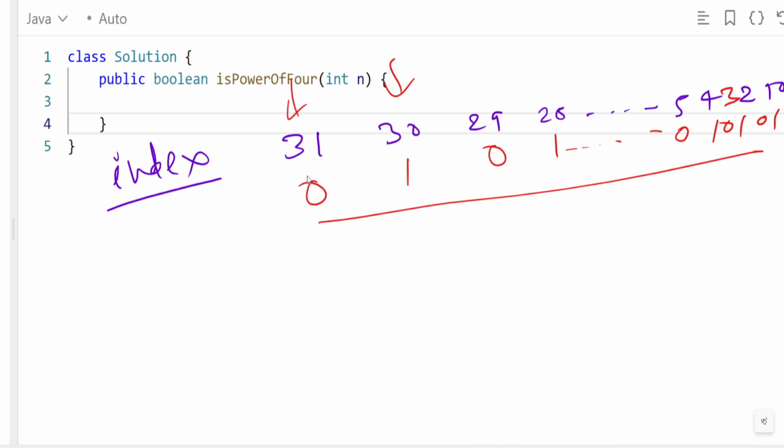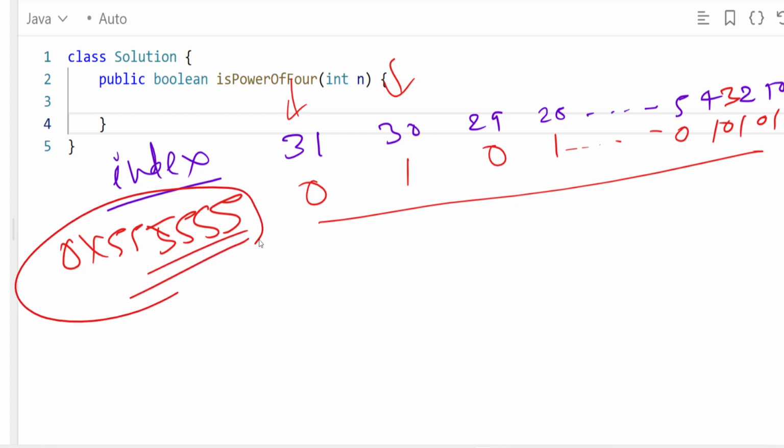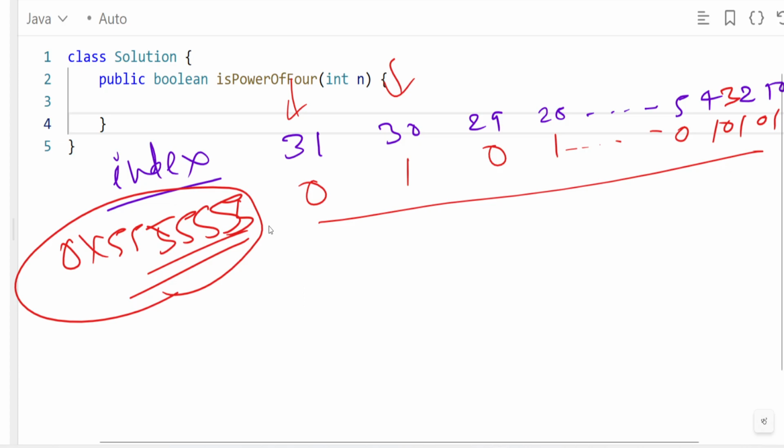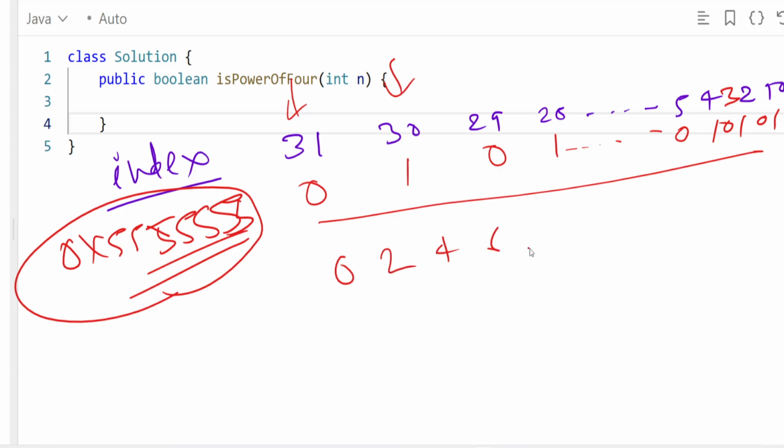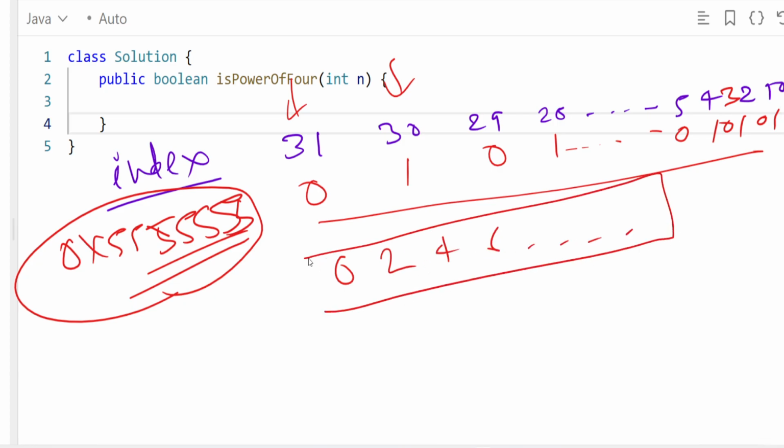So for the position index, we have to mask this one and check the count. In the binary, you have to mask it. All the positions that we are seeing here are 0, 2, 4, 6, and so on, which means all the even positions are set to 1 bit.